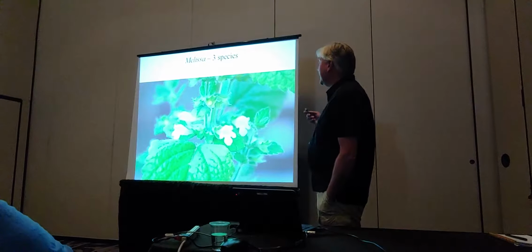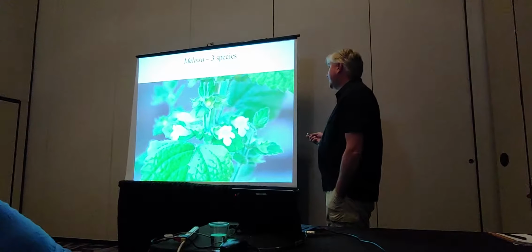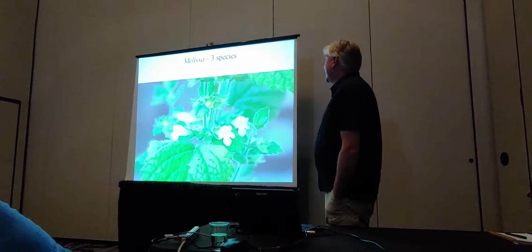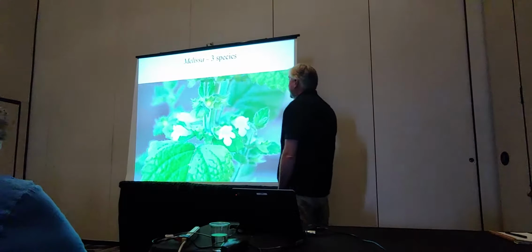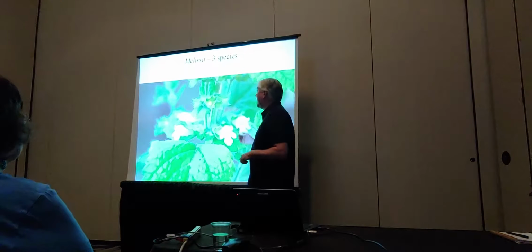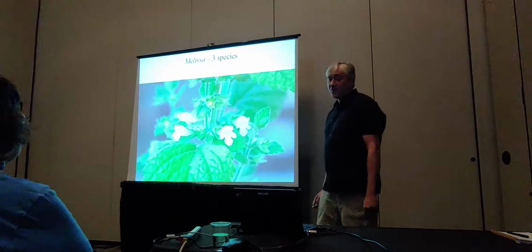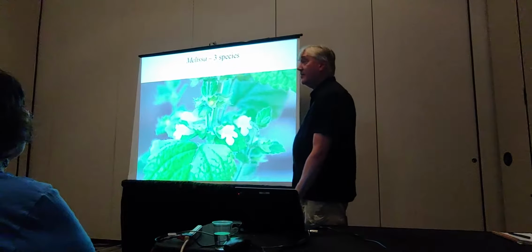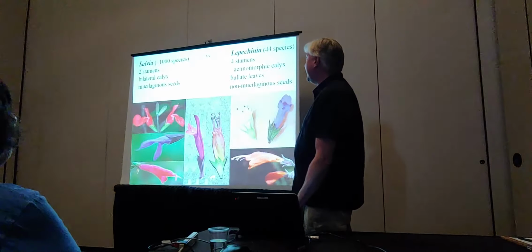And Melissa is also sister to Lepechinia and sister to Salvia. Really the only characteristic I can think of that Melissa shares with Salvia is that it has a 5-point calyx that is strongly zygomorphic. Otherwise, it has 4 stamens and is morphologically distinct from Salvia.